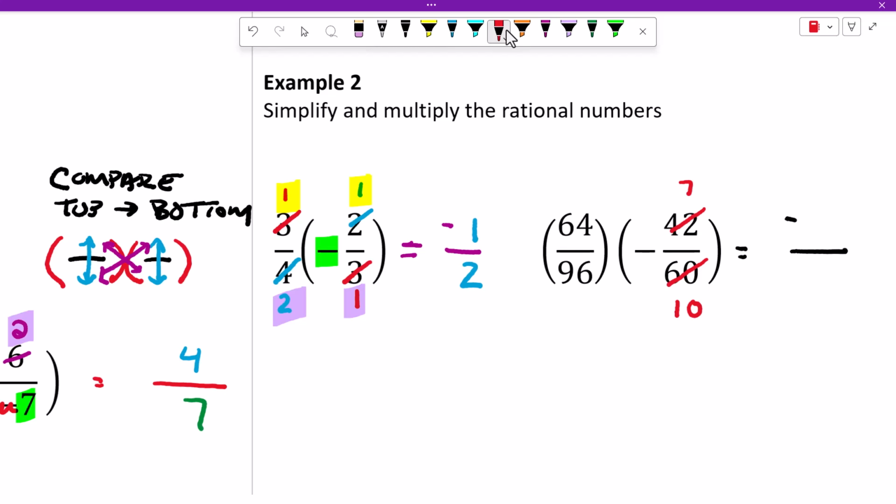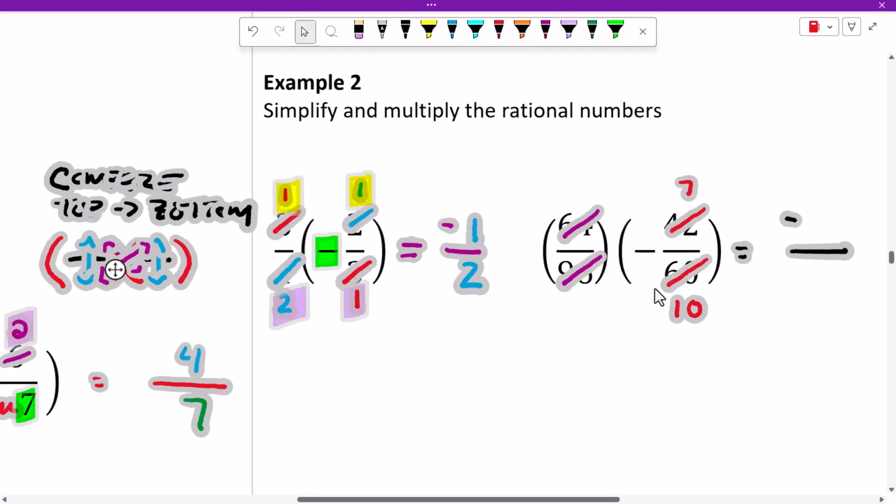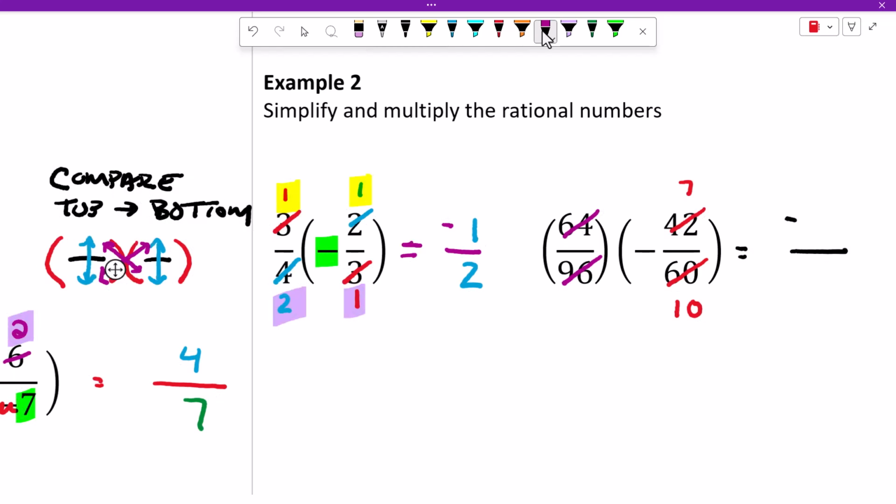By which number? By 8. So you can divide both of these by 8. And if you're not sure, remember, you can still use your calculator, right? Okay, I'm going to divide both of these by 8. I go 64 divided by 8 is 8. And the other number, 96 divided by 8, is 12. So I got 8 and 12 left over. 8 here and 12 here.